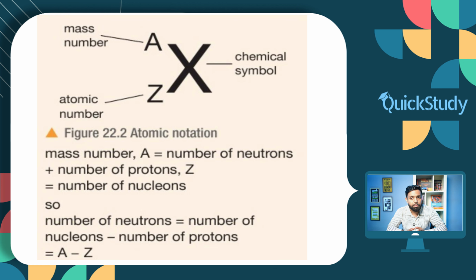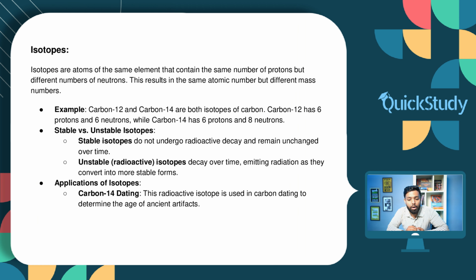So we are learning this because the next thing we will learn is about isotopes. So isotopes are the same element with different mass numbers but the same atomic number.